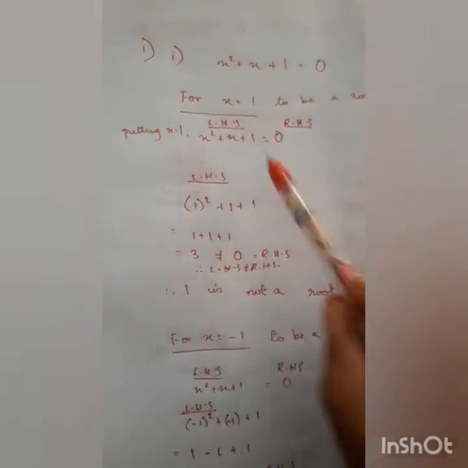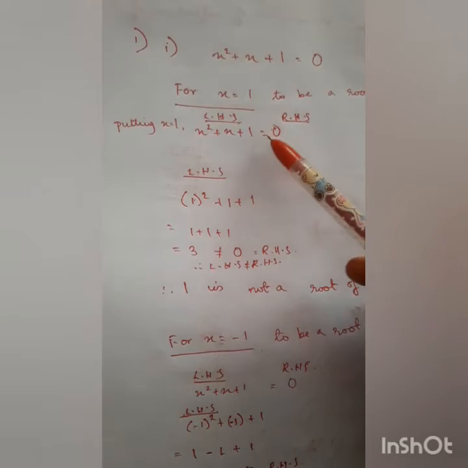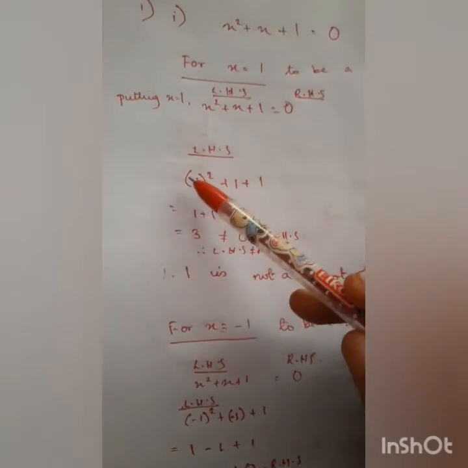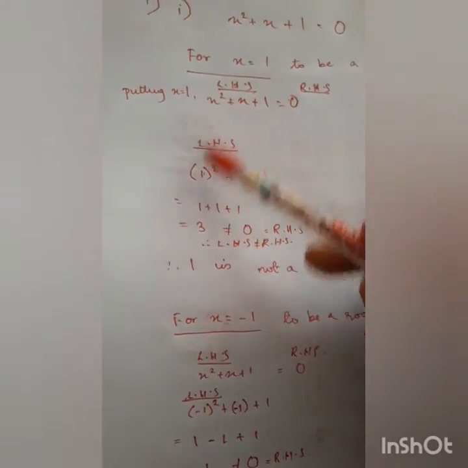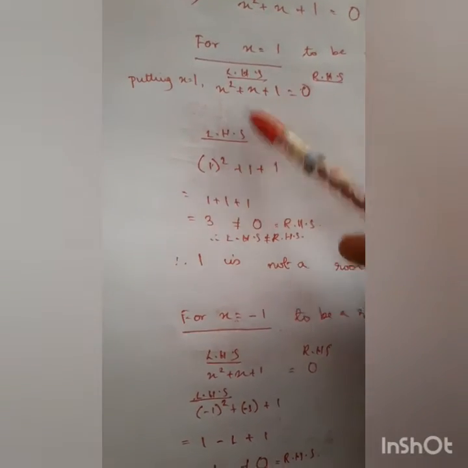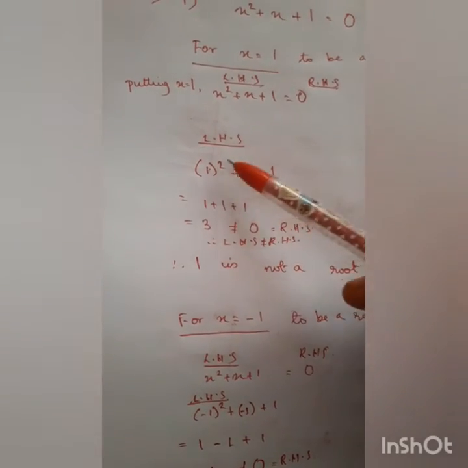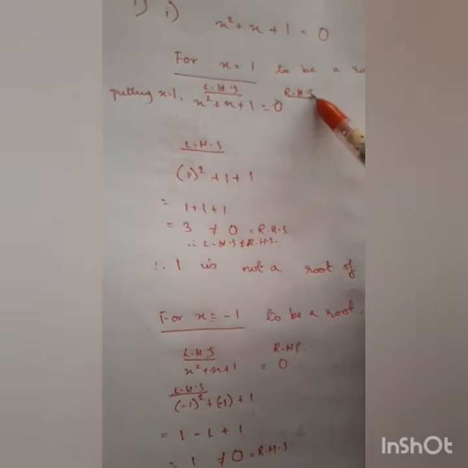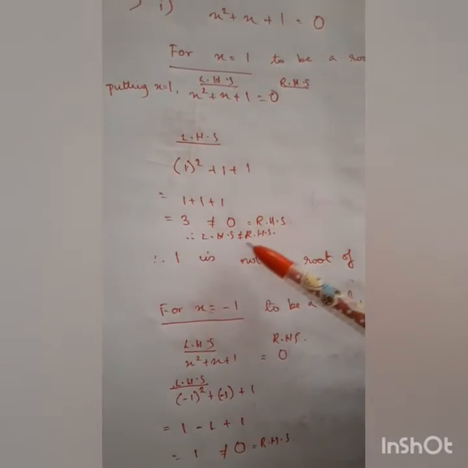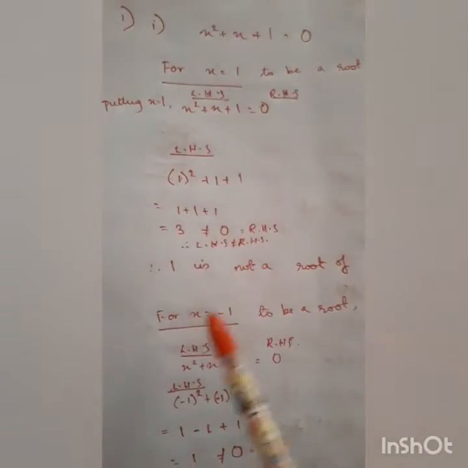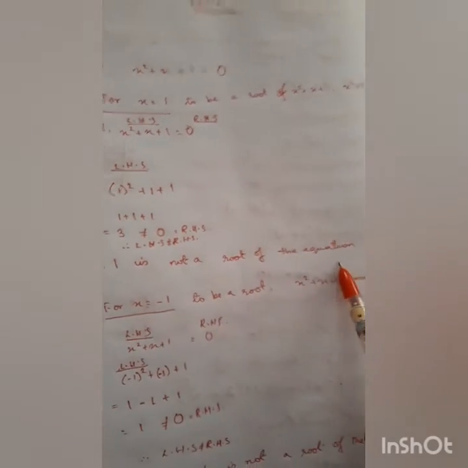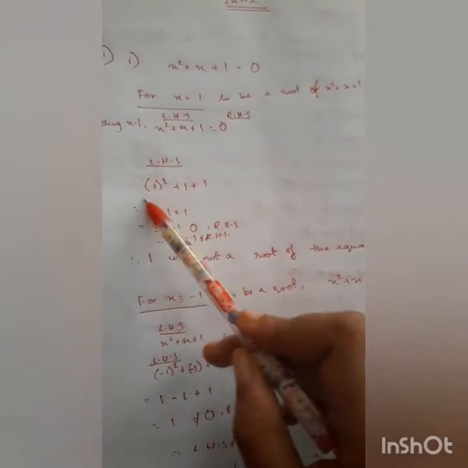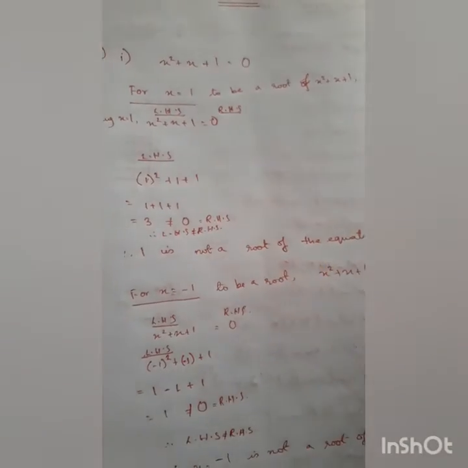So putting x equals to 1, we have x square plus x plus 1 equal to 0. X square plus x plus 1 I have taken as LHS and this side as RHS. So in LHS, in place of x I am putting 1. So 1 square plus 1 plus 1. This value is coming out as 1 square is 1 plus 1 is 3, which is not equals to 0, the RHS. Therefore LHS and RHS are not equal. So 1 is not a root of the equation x square plus x plus 1 equals to 0, because I am not getting this value as equal to 0. That is, LHS and RHS are not being equal.